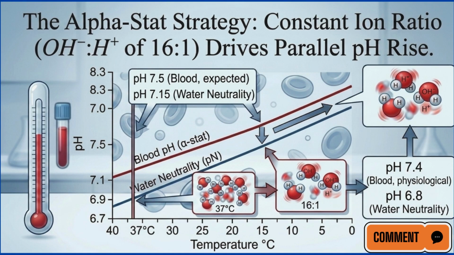Alpha-stat is based on a simple principle. Instead of trying to maintain a fixed pH, it maintains a normal relationship between hydrogen ions and hydroxyl ions. Human blood normally maintains a hydrogen ion to hydroxyl ion ratio of approximately 16 to 1.